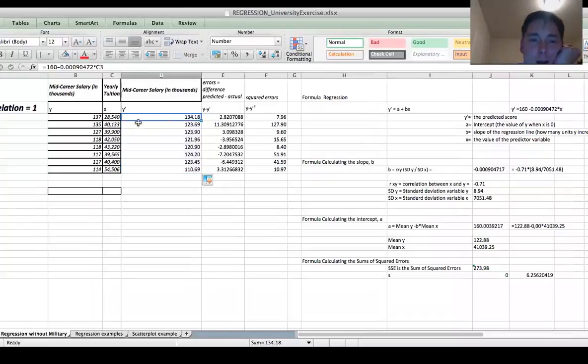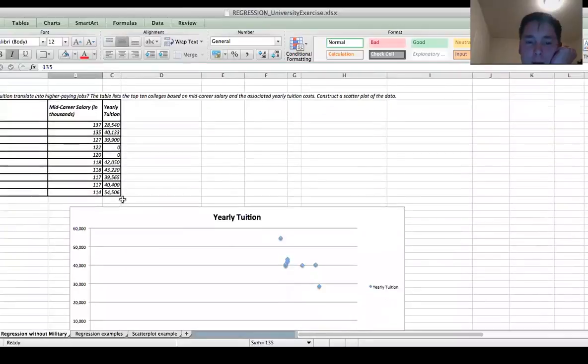You can see 134,000 is what we predict, and this person actually made 137,000, right? So they made a little bit more than we predicted. The next person made 100. We predicted 123,000. They actually made 135. So they made a little bit more. Okay. And now let me see here.